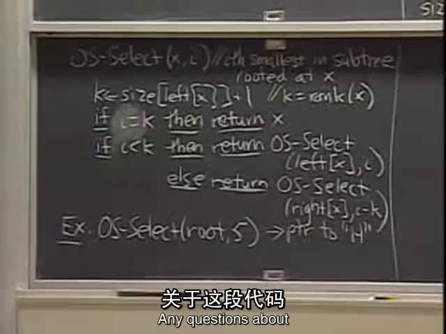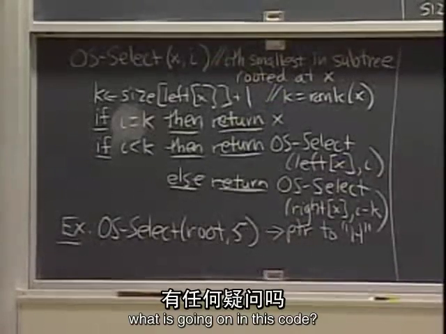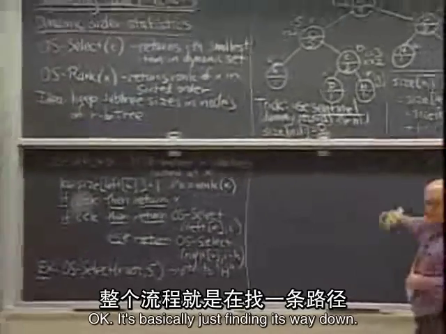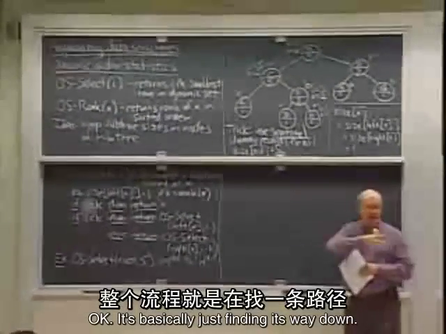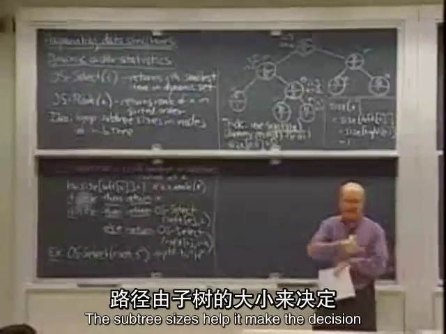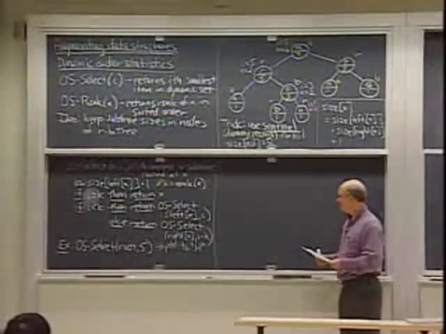Okay, so any questions about what's going on in this code? Okay, so it's basically just finding its way down. Those subtree sizes help it make the decision as to which way it should go to find the ith largest.